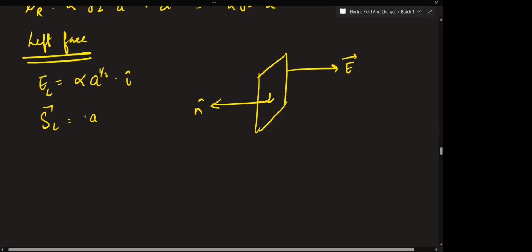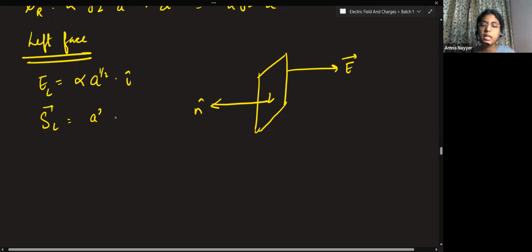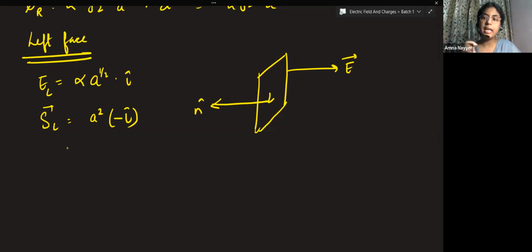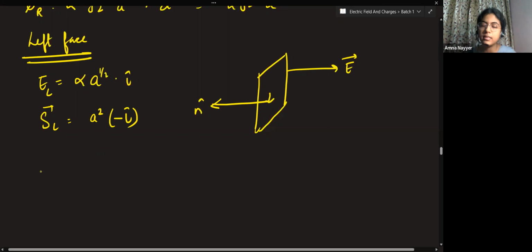Regarding the surface area, you will be taking it as minus i cap. Here it won't be i cap, it will be minus i cap, A square. Why? Because the area vector is now directed towards the negative x-axis. Electric field, positive x-axis; area vector, negative x-axis. So now your surface area is A square minus i cap.